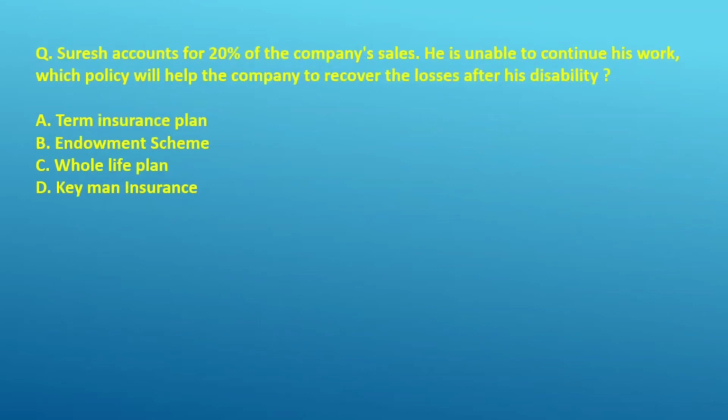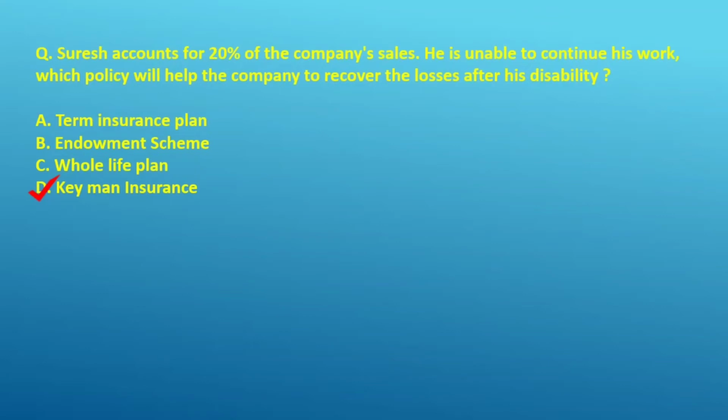Suresh accounts for 20% of the company sales. He is unable to continue his work. Which policy will help the company to recover the losses after his disability? Friends, we all know that Keyman insurance is used for this purpose. So the answer is D.